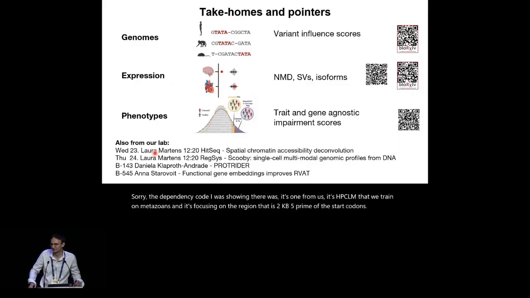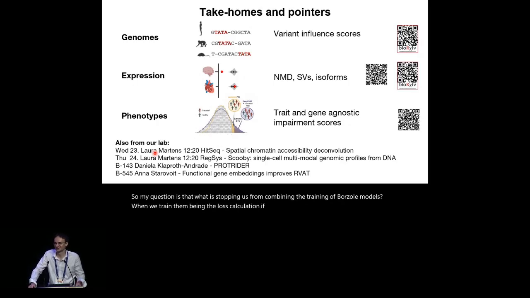So my question is, what is stopping us from combining the training of Borzoi-like models? Like when we train them, doing the loss calculation, if we do the language modeling as well. Can you comment on that? I guess there will be many papers from the community on this soon. I don't know. Nothing. I think perhaps we were a bit hesitant to go so far, and now there's way more evidence that this has potential, and I assume this will come very soon.